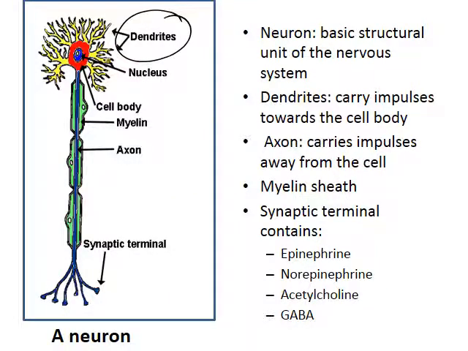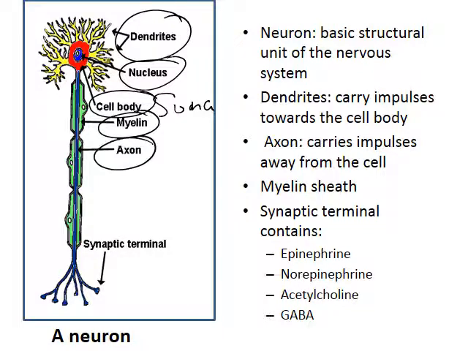Here we have the cell body, which contains the nucleus. This is the cell body, it's called the soma. Some neurons are myelinated, they contain myelin. This is the axon. And finally we have the synaptic terminal or terminal arborization.